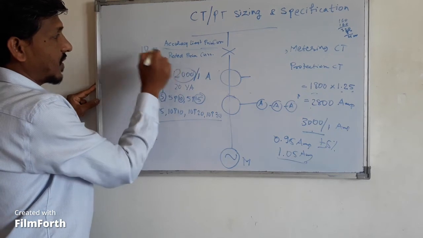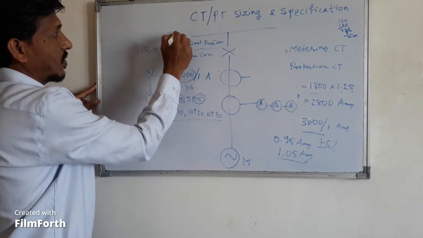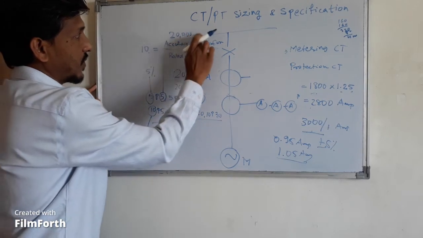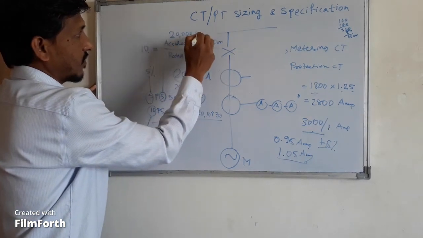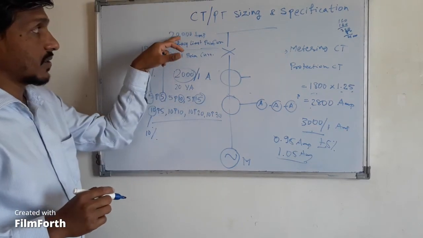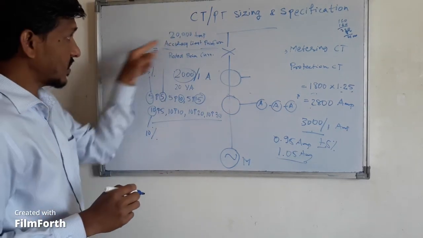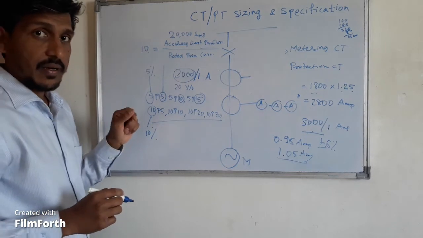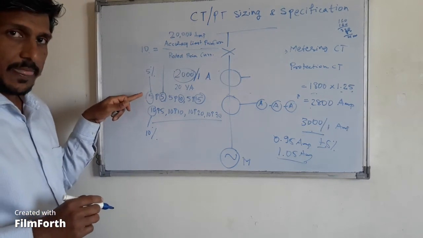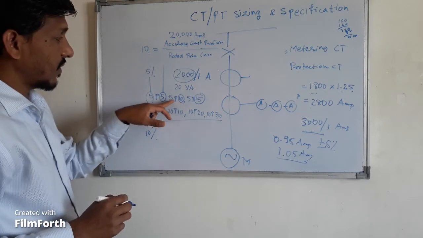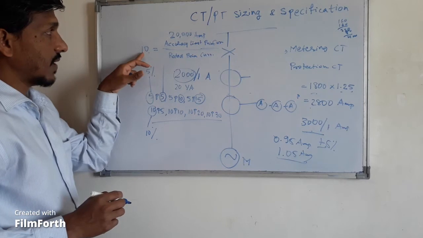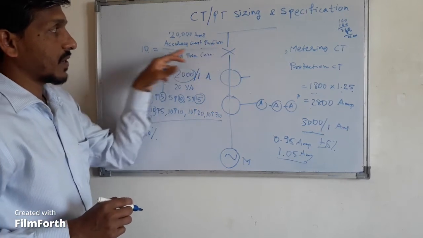So 2000 into 10, if you do, you will get around 20,000. So this is a 20,000 ampere current. That means when 20,000 current is flowing in the primary, that means it is 10 times your primary current. In that case, the error will be 5%. Try to understand. 5P10, 5P20 or 5P15, whichever it is, that value is what? Accuracy limit primary current to the rated primary current.